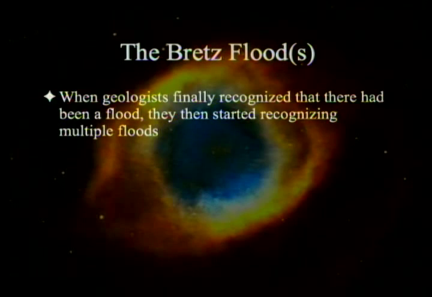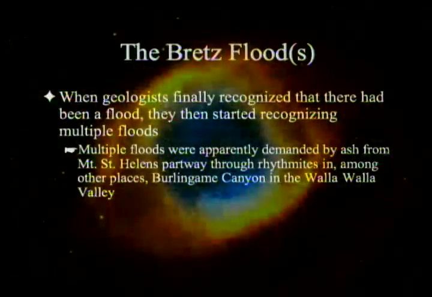That's interesting that when geologists finally recognized that there had been a flood, and Bretz basically won the day by 1965 or so, then they started noticing multiple floods that had done it instead of one big one. Because this must have happened several times, 20 times, 40 times. Multiple floods were apparently demanded by ash from Mount St. Helens partway through rhythmites in, among other places, Burlingame Canyon in the Walla Walla Valley.